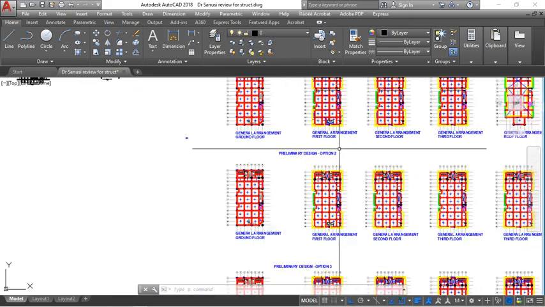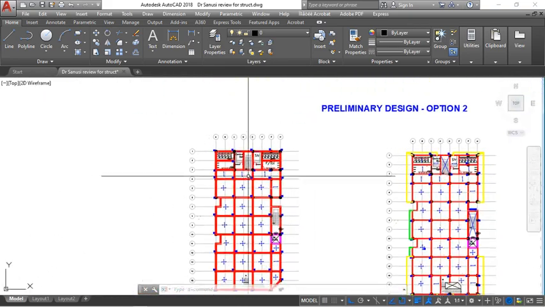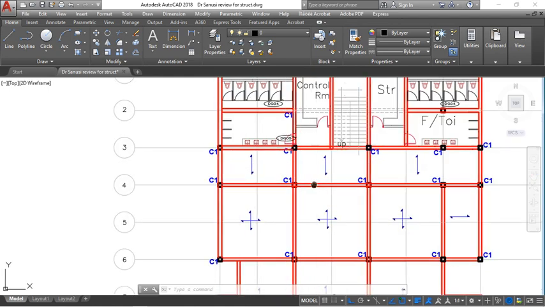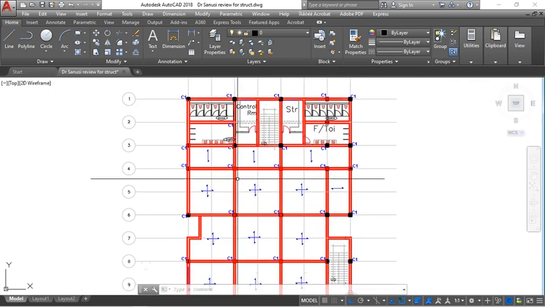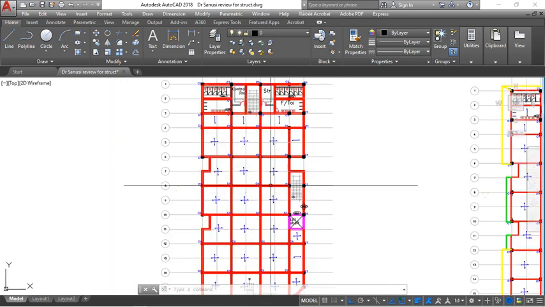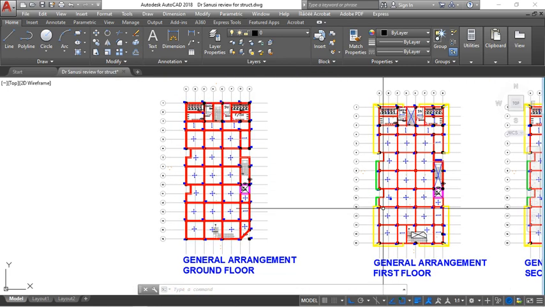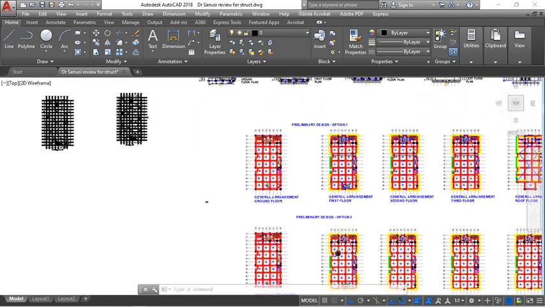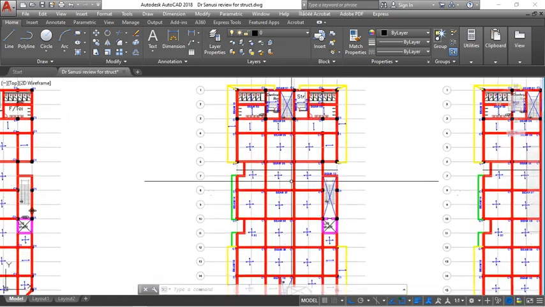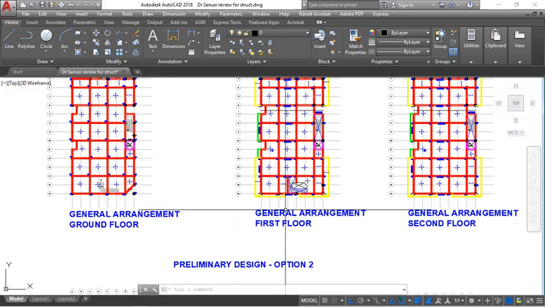Now, similarly, in option 2, which is the flat slab, we also have the same kind of arrangement. There won't be any difference. The difference will only start from the first floor, which will now be the flat slab kind of arrangement. So coming again to the first floor now.